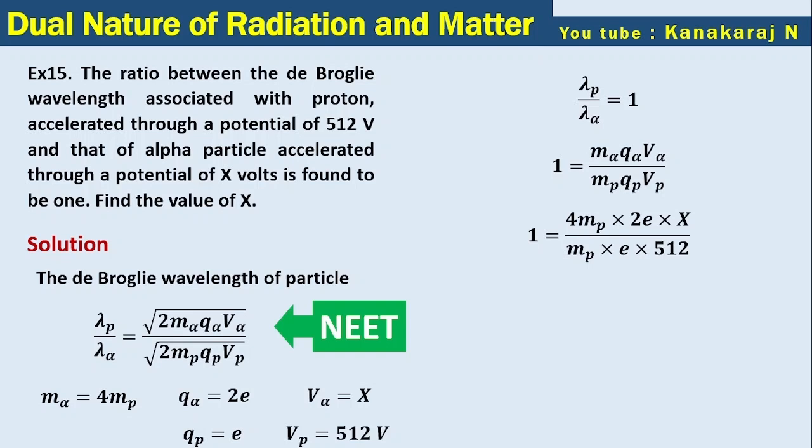Cancelling the mass of the proton from the numerator and denominator, and cancelling the charge e from the numerator and denominator, we get 1 equals 8 times x upon 512. x equals 512 upon 8, so x equals 64 volt.